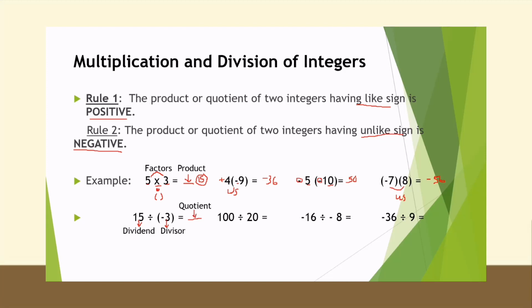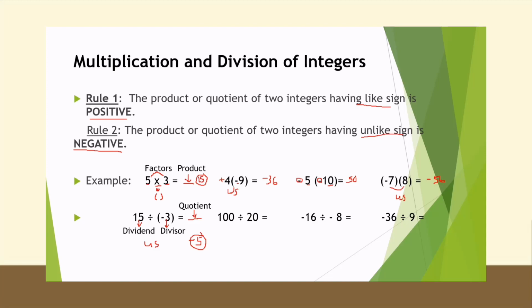Okay, so again, we have the same rules to follow for division. So 15 divided by negative 3. So since we have a positive and a negative, that is unlike sign. So follow the rules for the division of two integers having unlike sign. So the quotient is negative, then divide the number. 15 divided by 3 is 5. So the answer is negative 5.